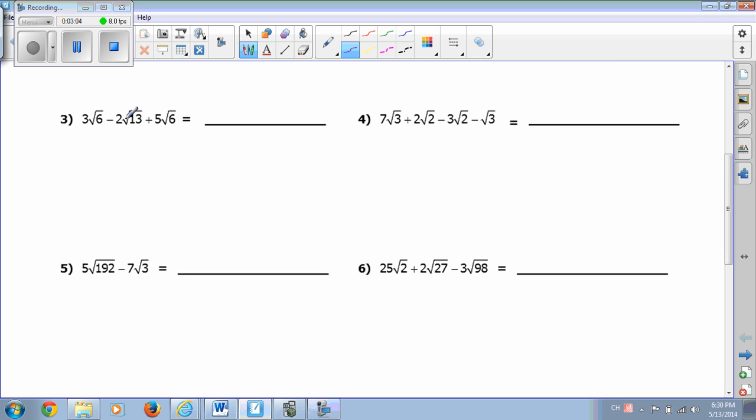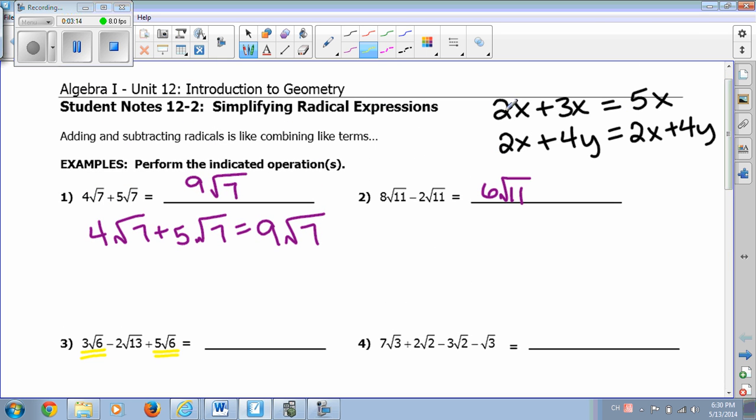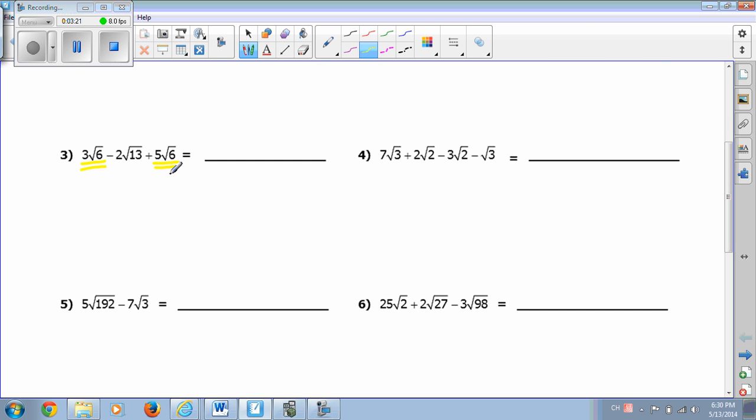So these two terms are considered like terms because they have the same number underneath the radical sign. Just like up here when the 2x and the 3x were like terms because they both have variables of x. So what we're going to do is we're only going to combine the ones that are like. So the 3 square root of 6 plus the 5 square root of 6 are the two that can be combined because these are like terms.